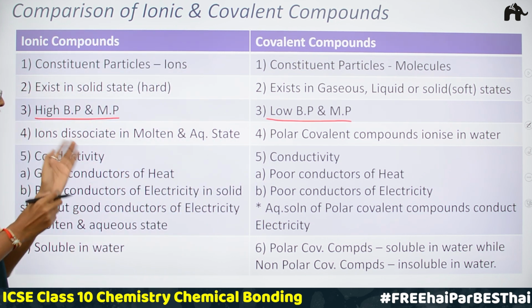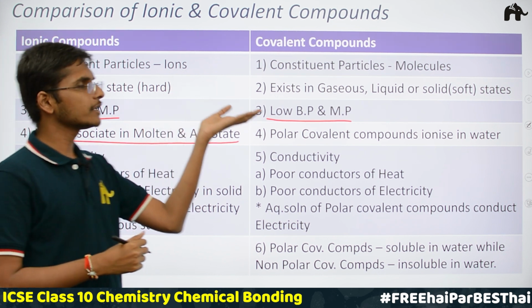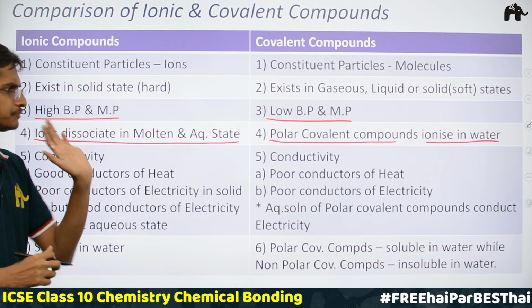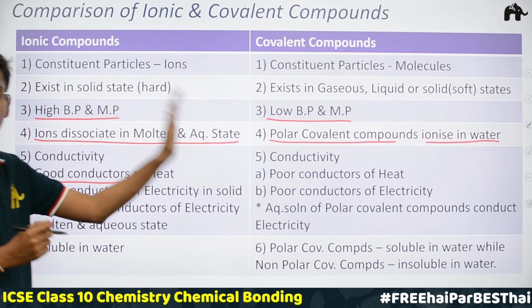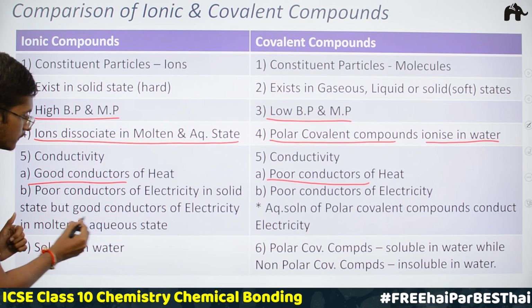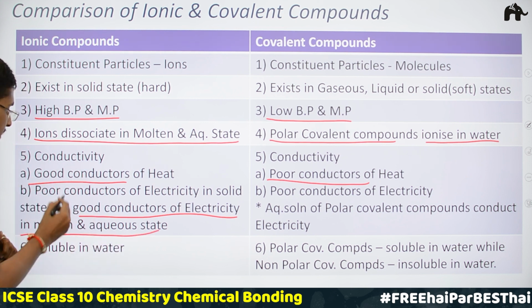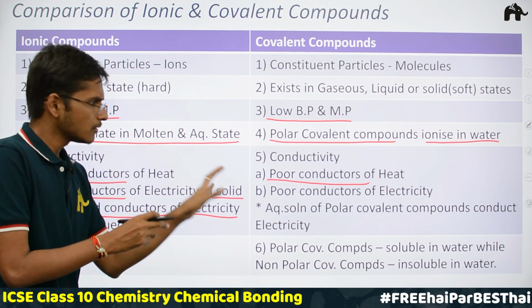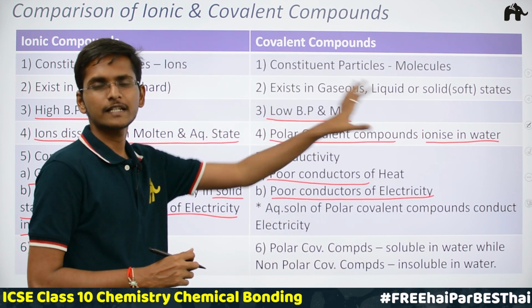In the same way, in ionic compounds the ions dissociate in the molten and aqueous state, and polar covalent compounds ionize in water, correct. Next is conductivity. We know ionic compounds are good conductors of heat, covalent compounds are poor conductors of heat. Then ionic compounds are good conductors of electricity in aqueous and molten state, but poor conductors in solid state, and in the same way covalent compounds are poor conductors of electricity in solid, liquid and gaseous state.